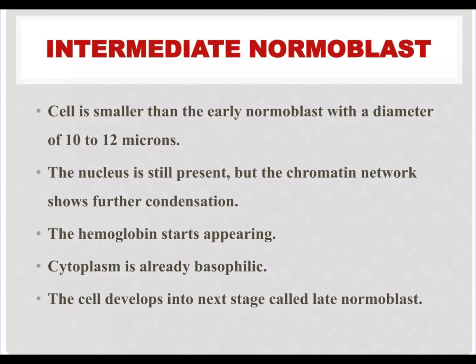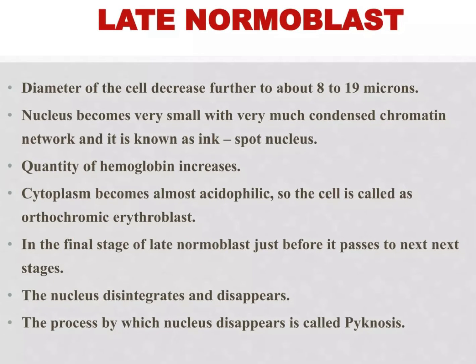So remember, here the nucleus is still there, the chromatin thread continues to condense, and it has shrunk from 15 to about 10 to 12 micrometer. And now there's a presence of acid and base stain. The acid came because of the presence of hemoglobin. Now the next one is the late normoblast, or we call it the autochromatic normoblast. Auto means that there's no basic stain, there's no basophilic nature again.